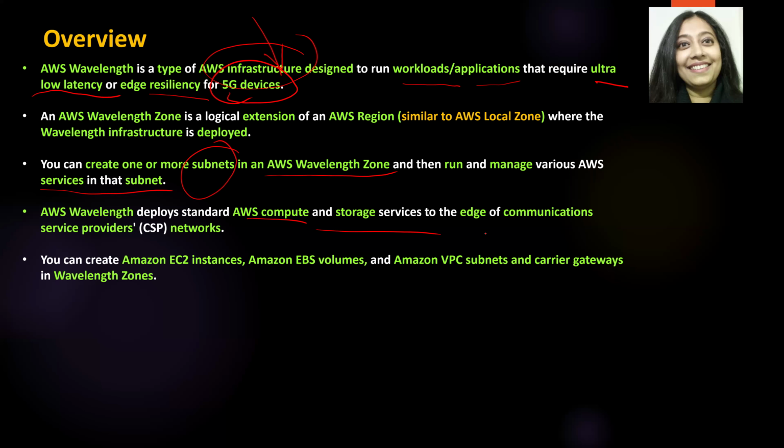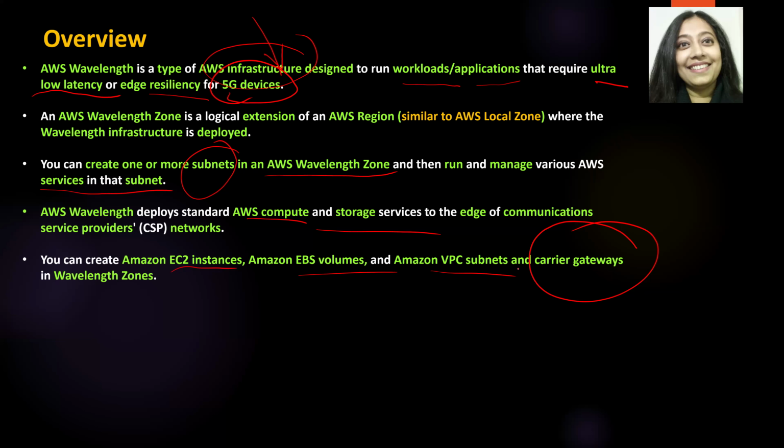So you can have your AWS compute and storage services deployed as part of your AWS Wavelength infrastructure. So again, you can create your EC2 instances, your EBS volumes, your VPC subnets, and most importantly, you can have your carrier gateways deployed or provisioned in your AWS Wavelength Zones. We will look at this in the coming slides, wherein I have an architectural diagram that will help you understand how this communication happens.